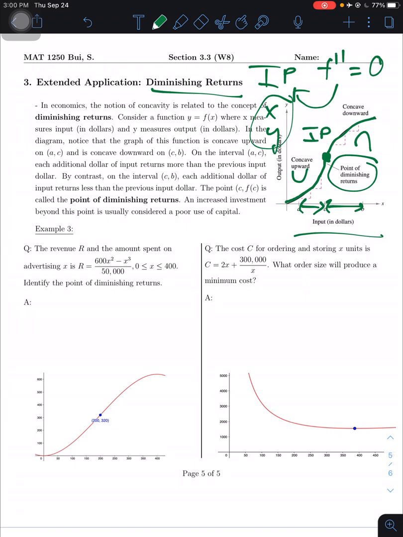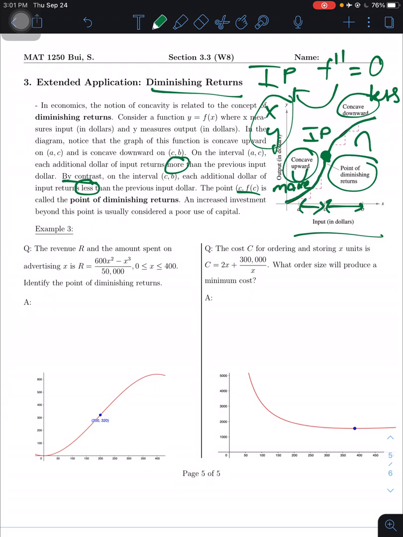On the interval A to C, each additional dollar of input returns more than the previous input dollar. Why is it more? Because we're talking about concave upward. By contrast, for the interval from C to B, each additional dollar of input returns less than the previous input dollar. Why? Because we're talking about concave downward. So this one has more return, and this one has less return. This point here is called the point of diminishing returns. Increasing investment beyond this point is usually considered a poor use of capital.